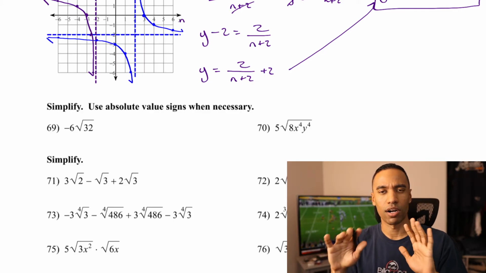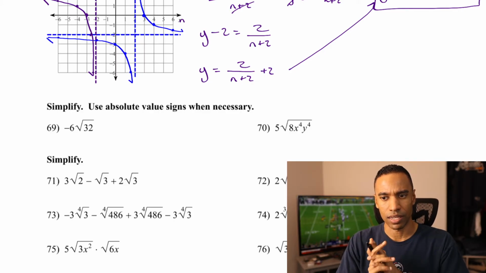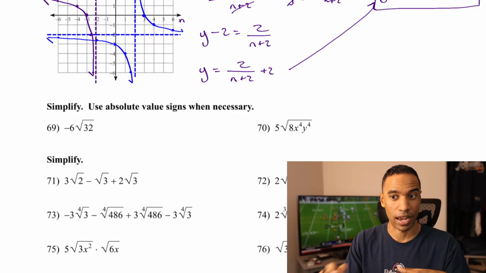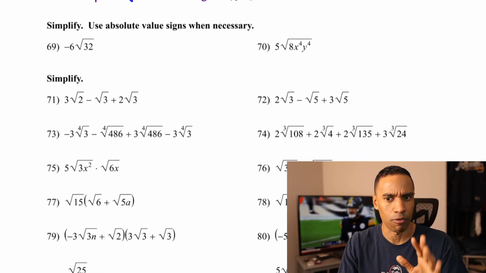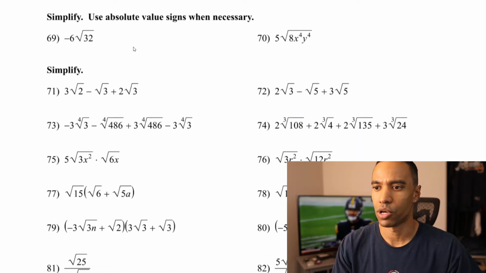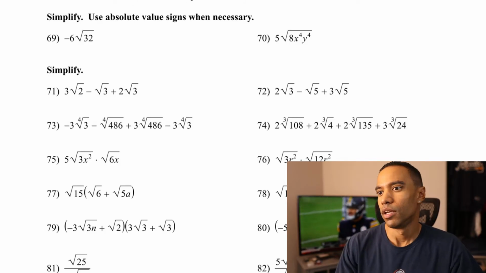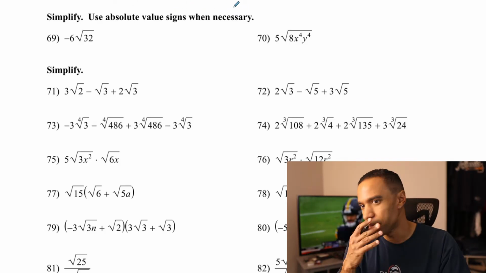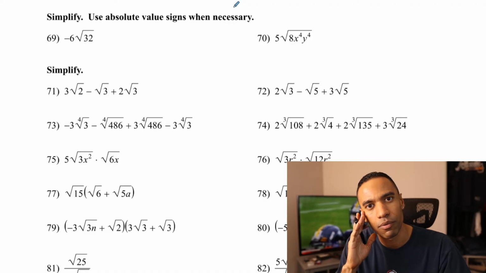Now, this is a part of our most recent unit that we did right here. So it looks like we're skipping the rational things for now and saving them for the end. So let's just go in the order that we have them. Use absolute value signs when necessary. Now that's something where, oh boy, I haven't been doing that with my students.